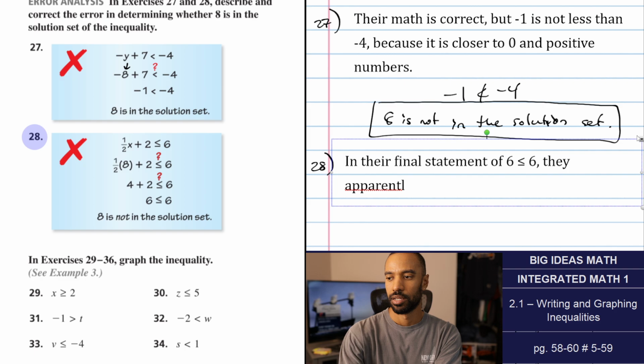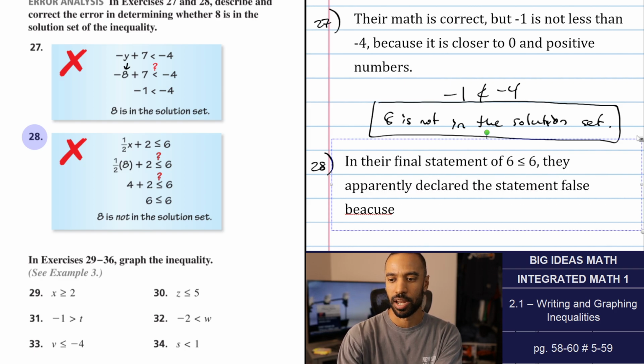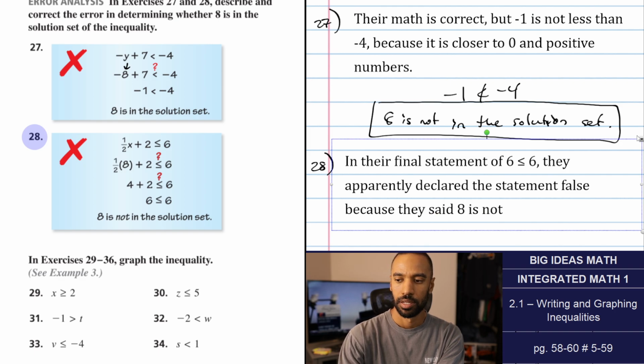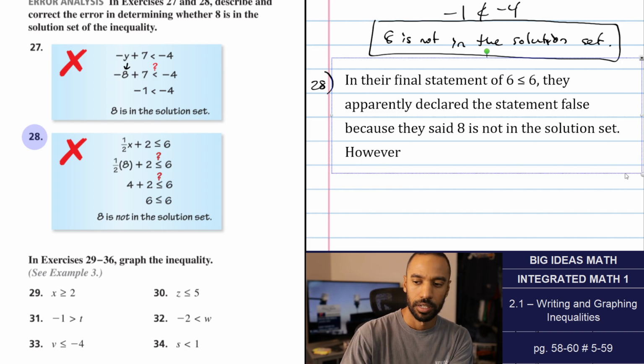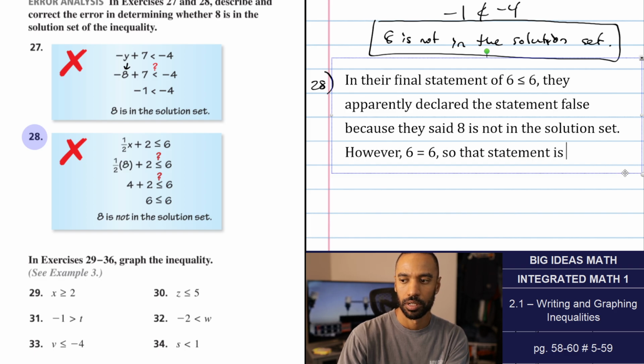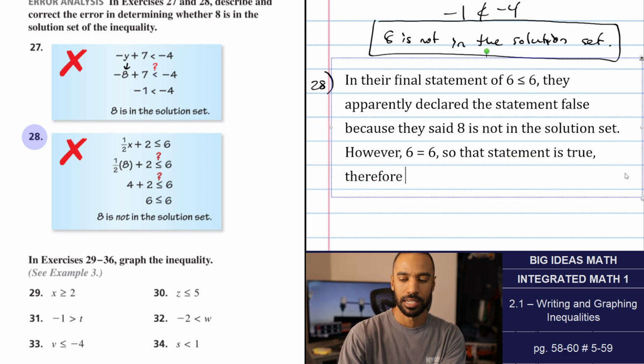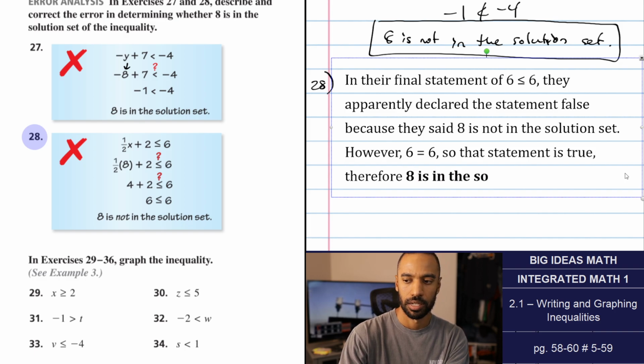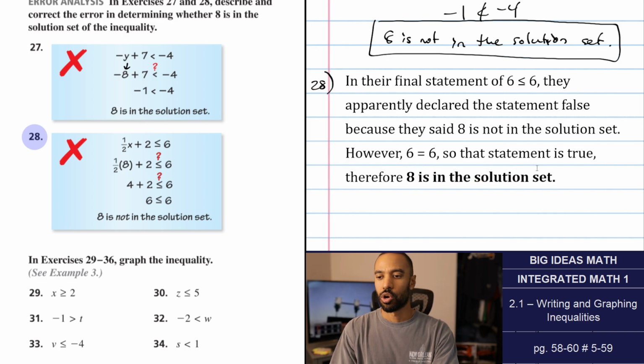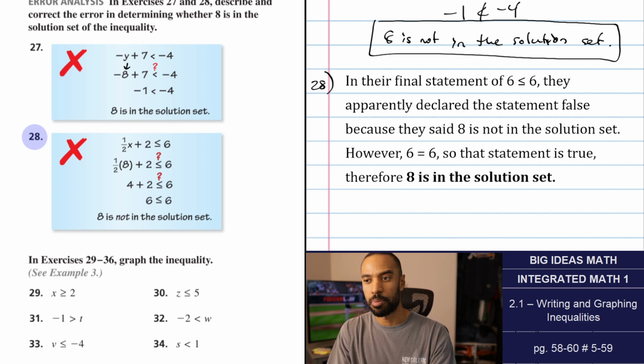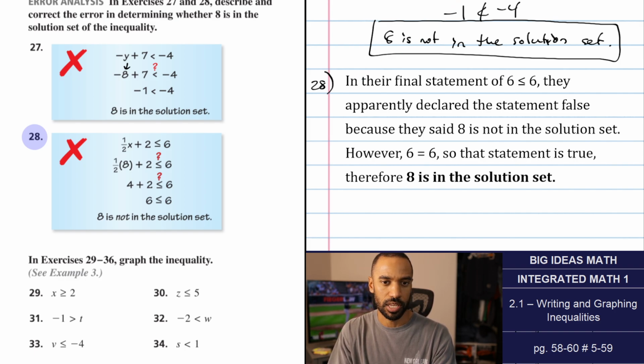They apparently declared the statement false because they said 8 is not in the solution set. However, 6 equals 6, so that statement is true. Therefore, 8 is in the solution set. And that's my correction. So remember, less than or equal to 6. 6 may not be less than 6, but it is equal to, and that's part of the statement for this scenario.